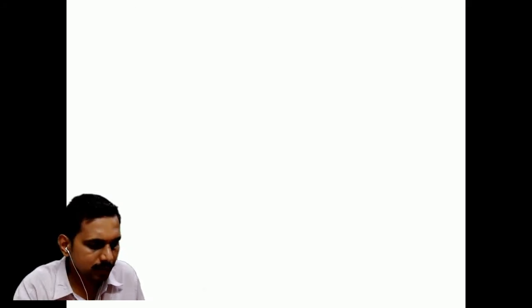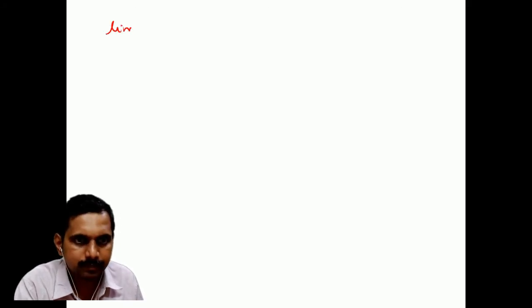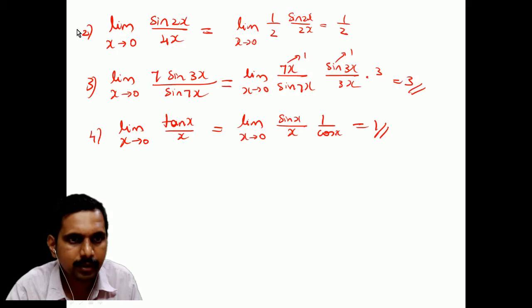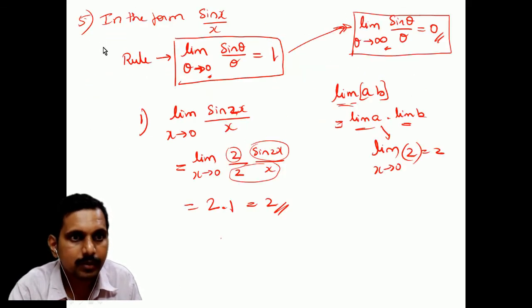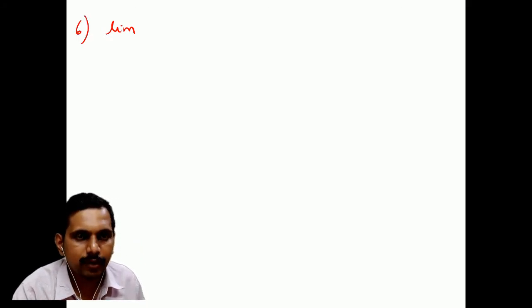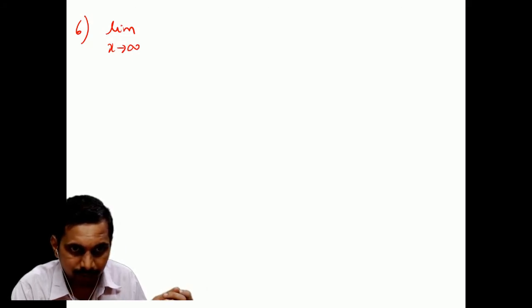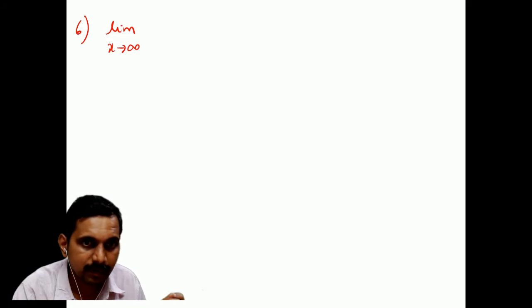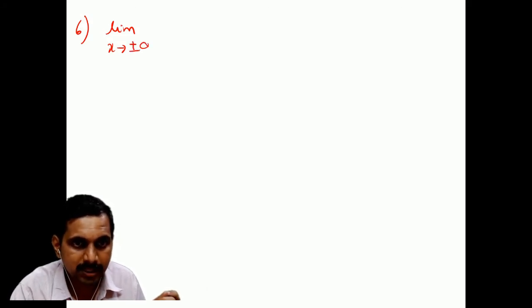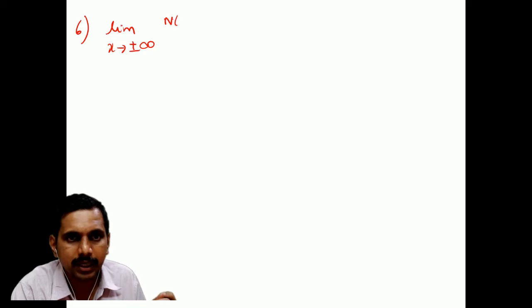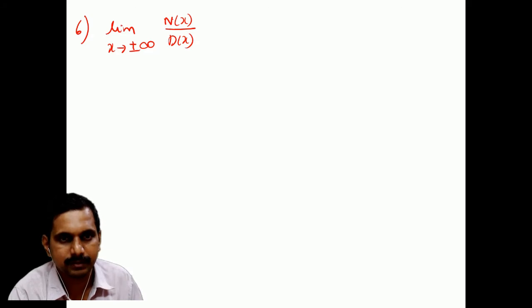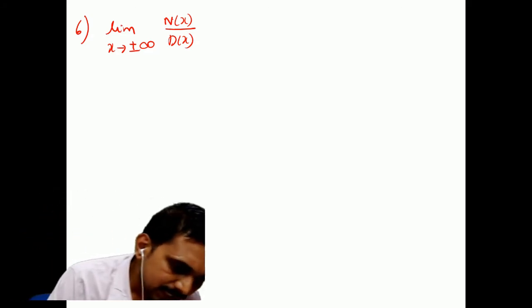Okay, so now let us see one more thing. Let us see the form, say, limit. What is the point? 3, 4, 5. Okay, no, 5 is done, 6. So the sixth one: if I have limit x tending to infinity, or plus or minus infinity, if x is equal to plus or minus infinity, then we have the numerator a polynomial of x, and the denominator a polynomial of x. Then how do we do it? Let us see an example.